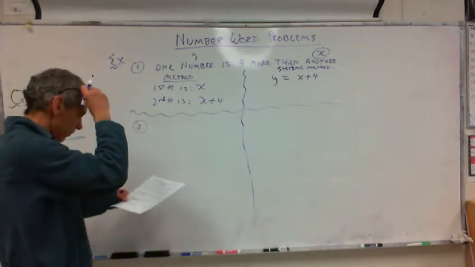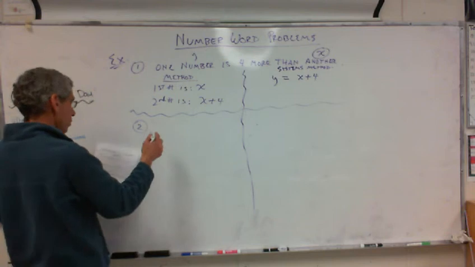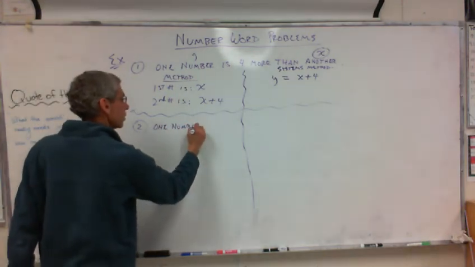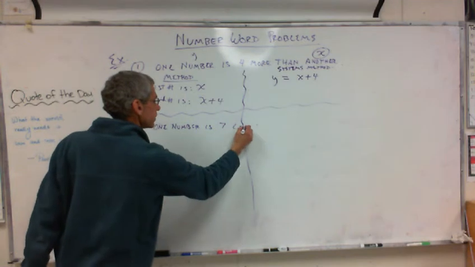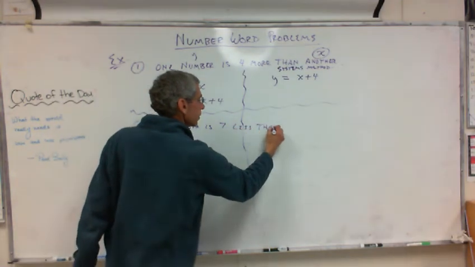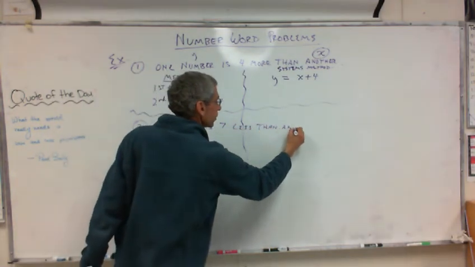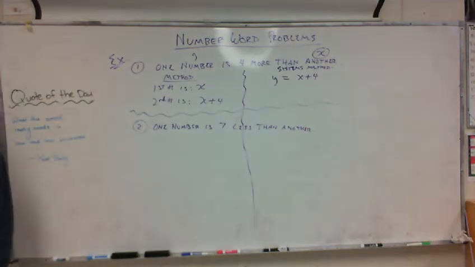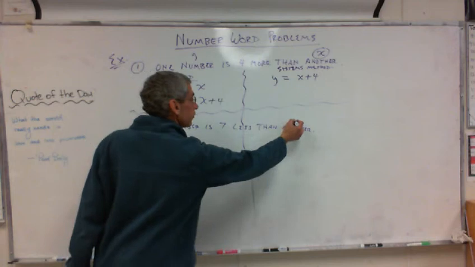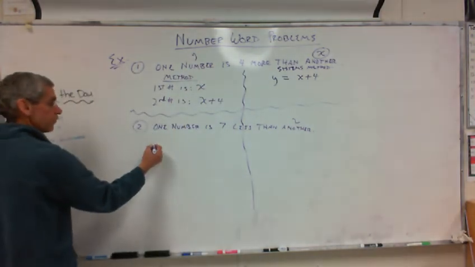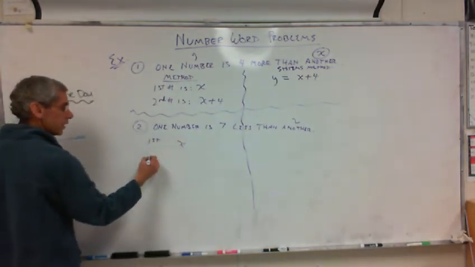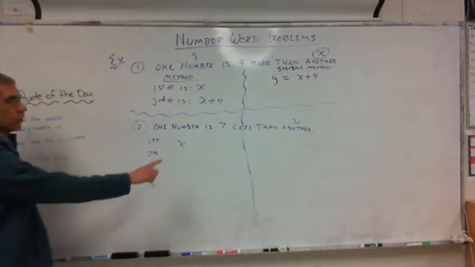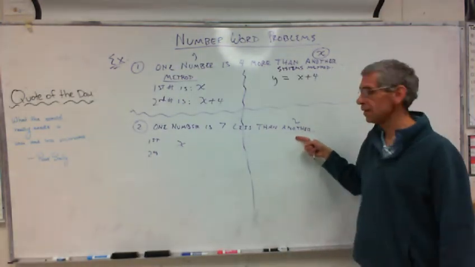So let's see. What if I said one number is 7 less than another? How would I set that up? Another is my x again if I use this method over here. So my first number is x. My second number is what? One number is 7 less than another.